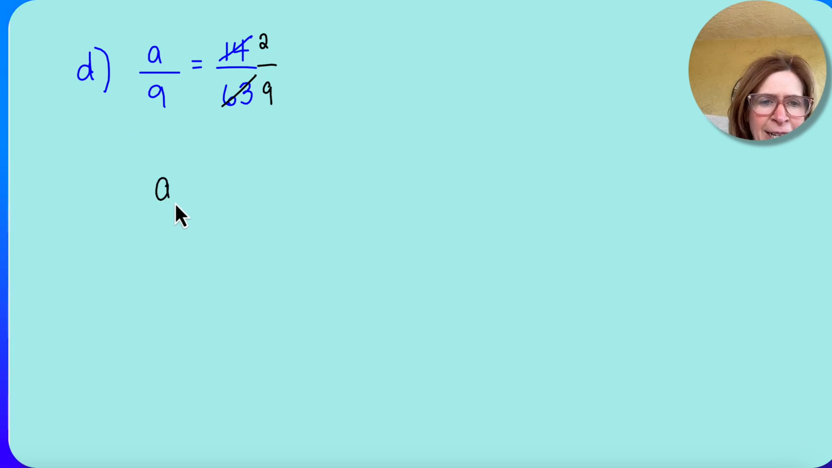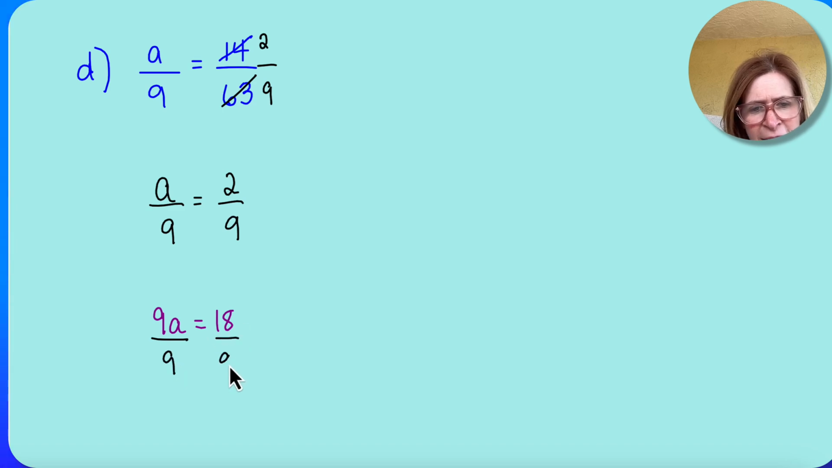So it made it a nice, easy cross products. Again, I don't want to multiply 9 times 14 if I don't have to. And again, I can see now that the answer is 2, because then they would be equal ratios, but I am going to do the cross product. So 9a equals 18, because I want you to get practice at that. And you might not have seen it. And then I'm going to divide by 9, and that's going to give me a equals 2.